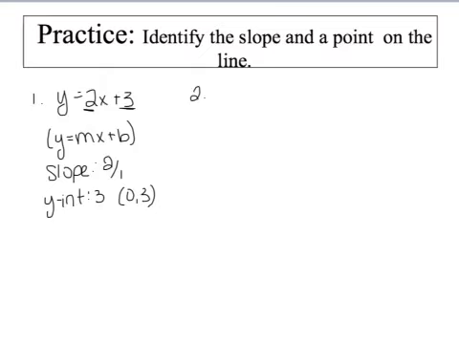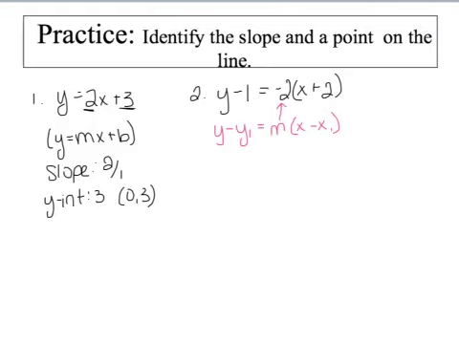Okay, let's try number 2. y minus 1 equals negative 2 times the quantity x plus 2. All right, this form does not look anything like the problem from number 1, so it is in point-slope form. Now the slope is easy to pick out. It is just the coefficient of the quantity. So in this case, my slope is negative 2.